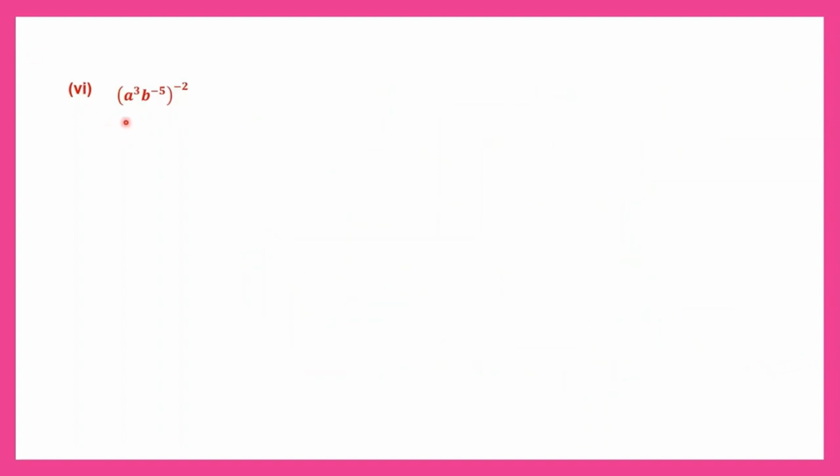Question 6. A to the power of 3 into b to the power of minus 5, the whole thing raised to the power of minus 2. So whatever's inside is raised to the power of minus 2. Now when one power is raised to another power, you have to multiply. So here how do we write this? This becomes a to the power of 3 into minus 2, into, what's the next one? b to the power of minus 5 into minus 2.